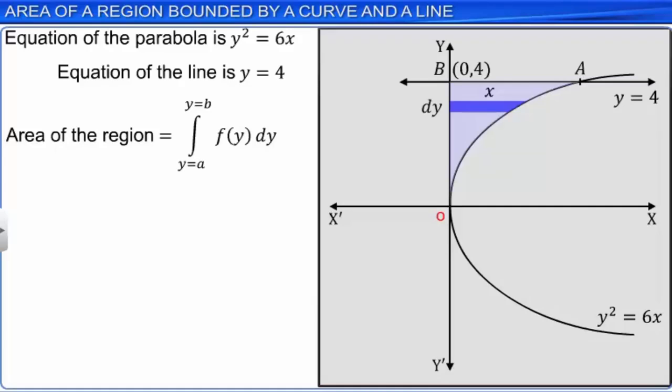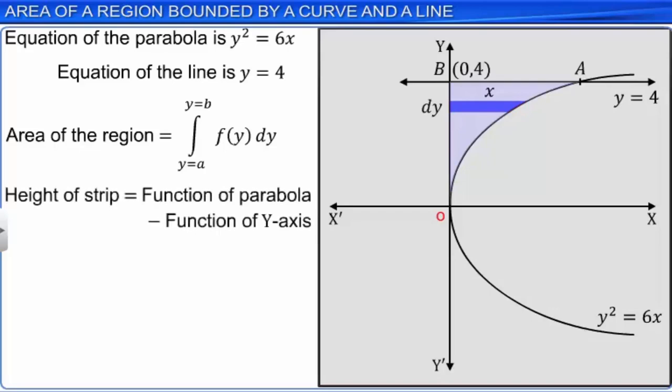Observe that the strip extends from the y-axis to the parabola. So the height of the strip is equal to the function of the parabola minus the function of the y-axis. This is equal to y²/6 − x. However, x = 0 on the y-axis. Therefore, f(y) = y²/6.